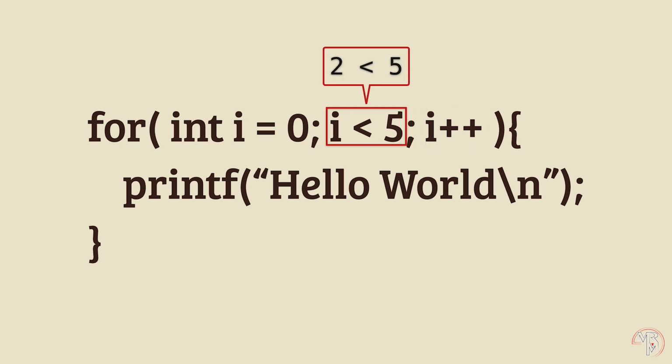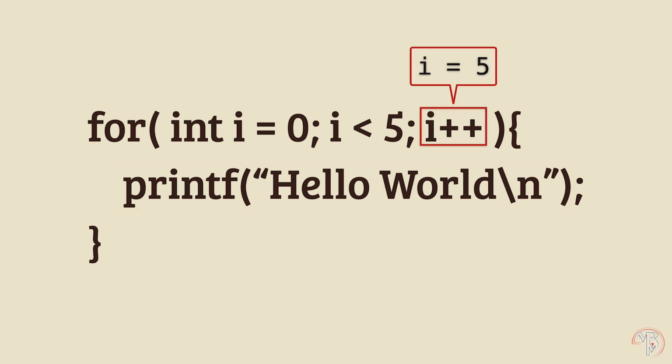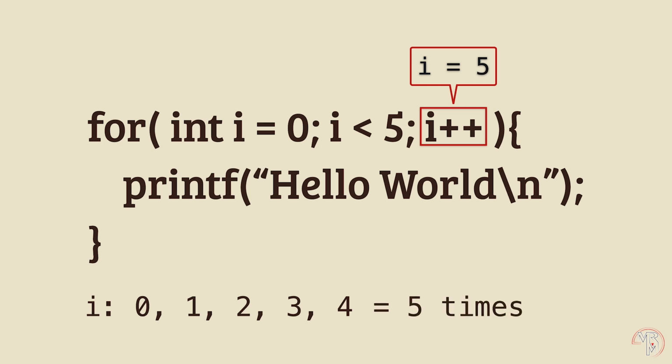And since 2 is less than 5, the loop will run again. And it will keep running until i becomes 5, since 5 is not less than 5. So the loop will run when i is 0, 1, 2, 3, and 4, meaning 5 times in total.